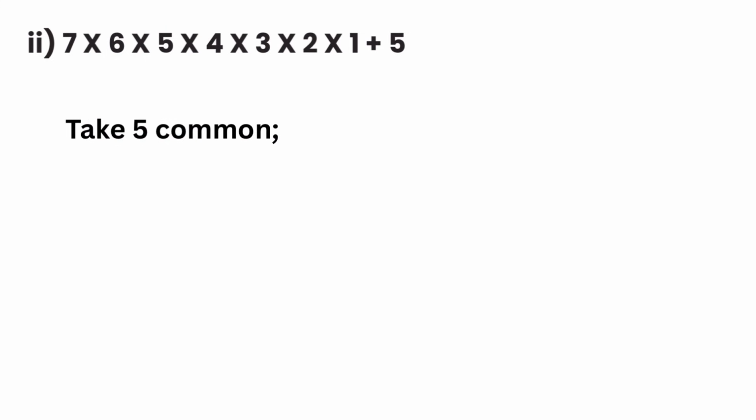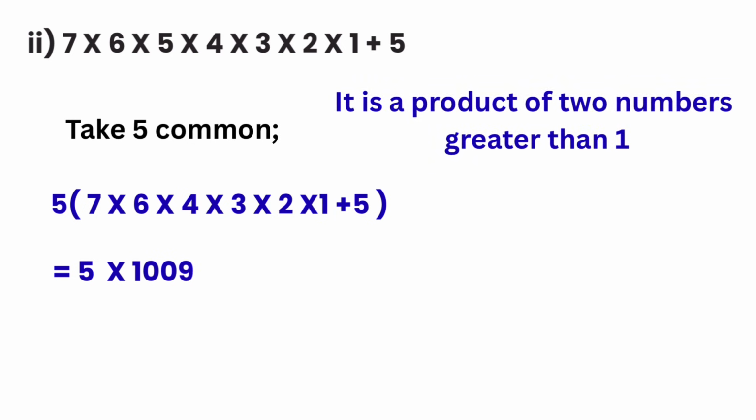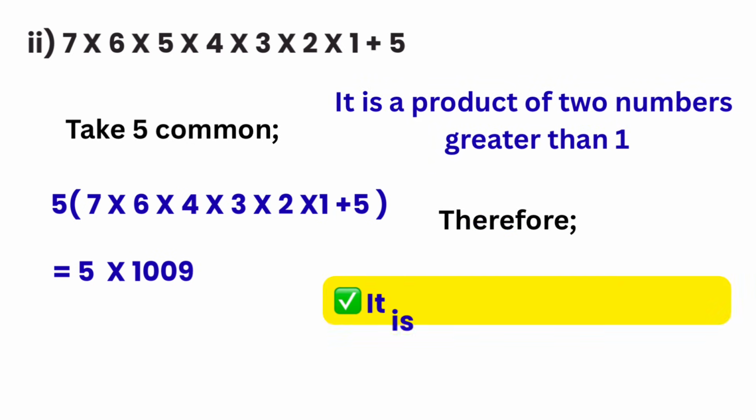In the second expression, 5 is common to the first term and the second term. So 5 in bracket 7 into 6 into 4 into 3 into 2 into 1 plus 1. This would be 5 multiplied by 1009. Therefore, both factors are greater than 1, so the number is composite.